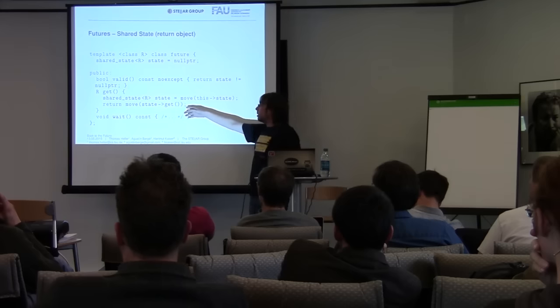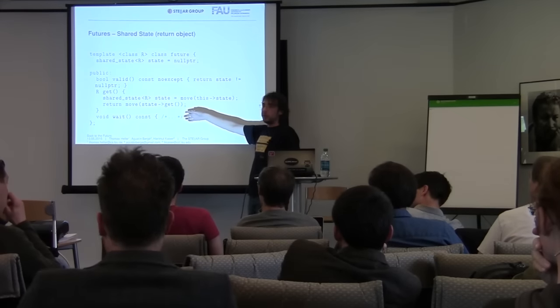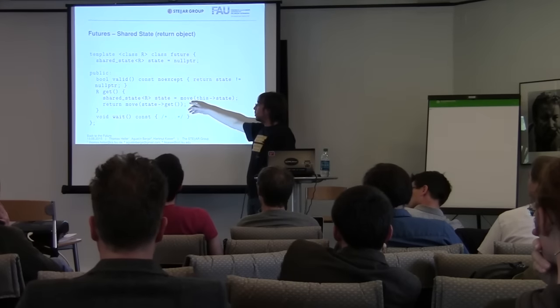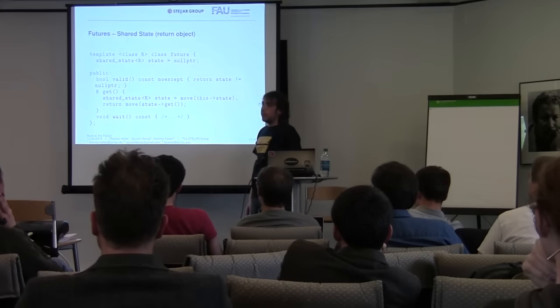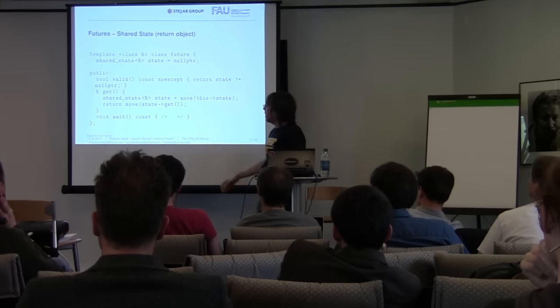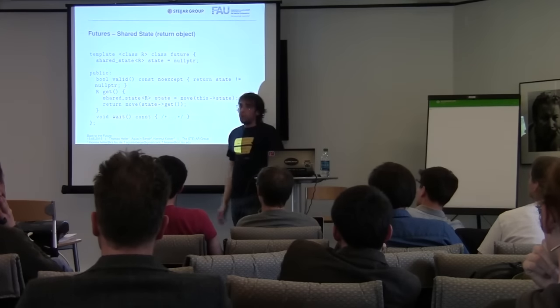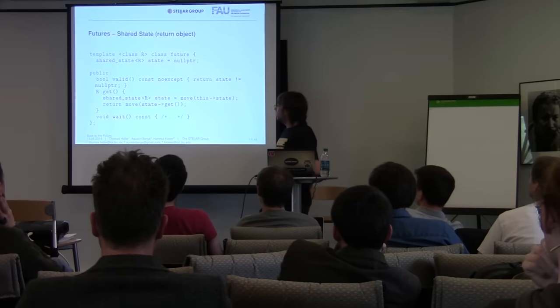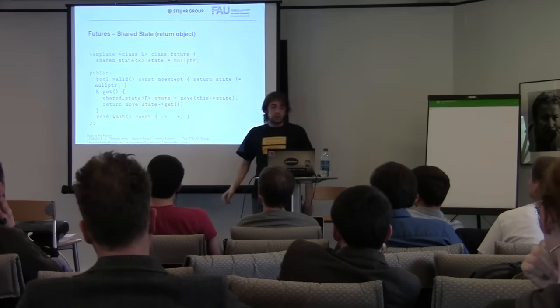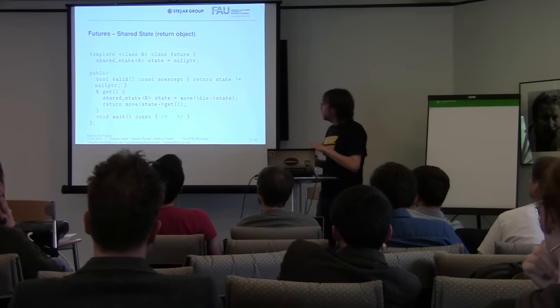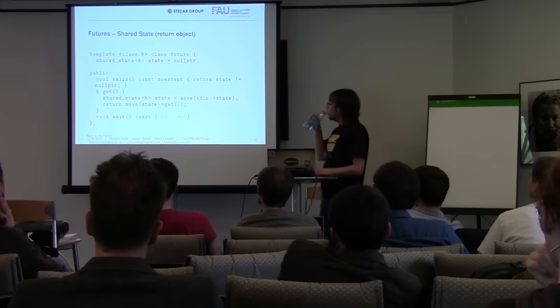And at this point, this will suspend if it has to, because the result is not ready. And it will either throw if there was an exception, or it will return a reference to the value if there was one. And in the case that there's a value, we're going to move it out of the shared state, and we're going to return a new one, move constructed from whatever was in the shared state.